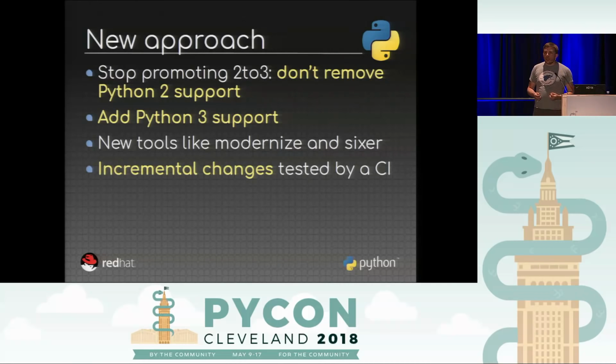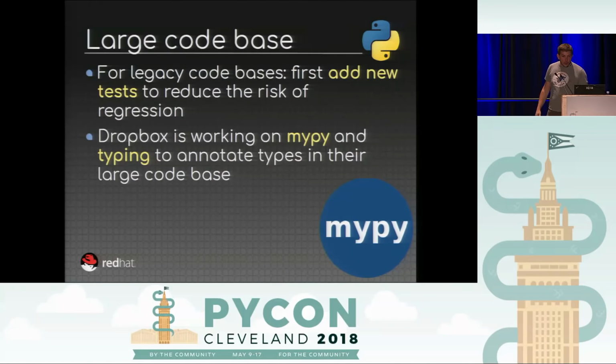And the other advantage of this approach of adding support and not removing support is that you can do it one file after the other, or you can apply one specific change after the other. And each change can be tested by the CI. So you can do it over multiple months. It's fine. If you have a very large code base, maybe you have some different issues.